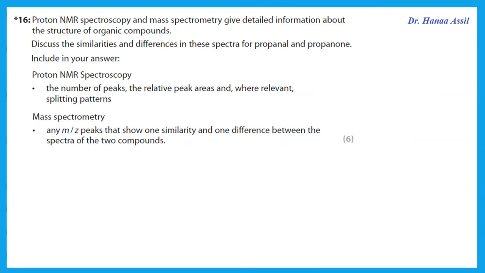Proton NMR spectroscopy and mass spectrometry give detailed information about the structure of organic compounds. Discuss the similarities and differences in the spectra for propanal and propanone. Include in your answer proton NMR spectroscopy, the number of peaks, relative peak areas, splitting patterns. For mass spectrometry, any M over Z peaks that show one similarity and one difference between the spectra of the two compounds.